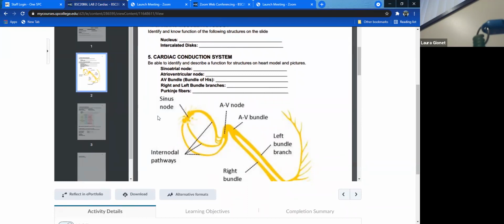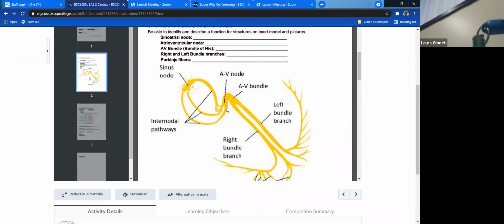So here we're looking at this image. We're starting at the SA node or the sinus node. The impulse travels to the AV node, right, via those internodal pathways. Then through the AV bundle or the bundle of His. I still refer to it as a bundle of His. And now you're in the septum, which is the wall between the right and left ventricles. And right there, it branches off to what will be the right bundle branch, which will supply the right ventricle, and a left bundle branch, which will supply the left ventricle.